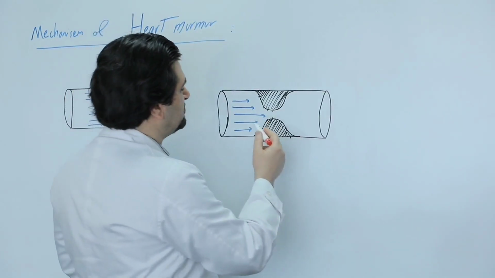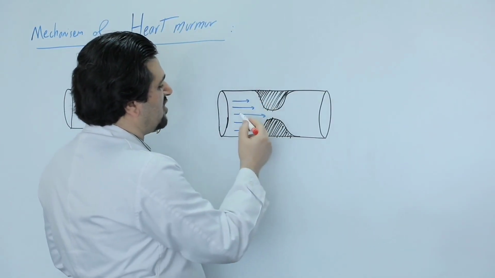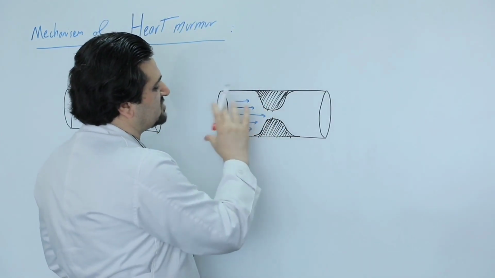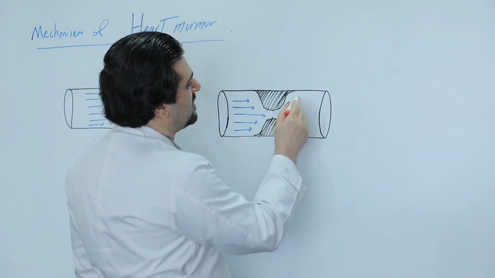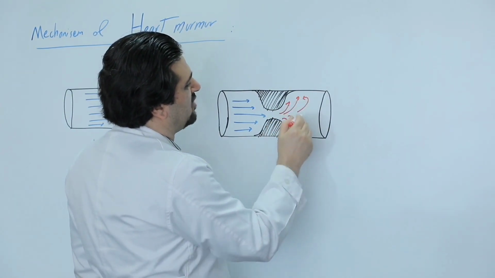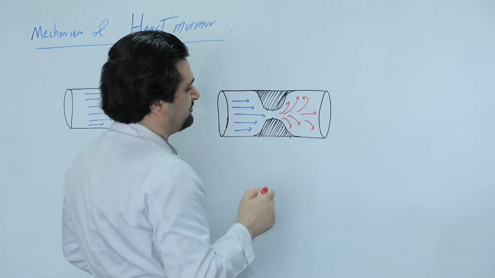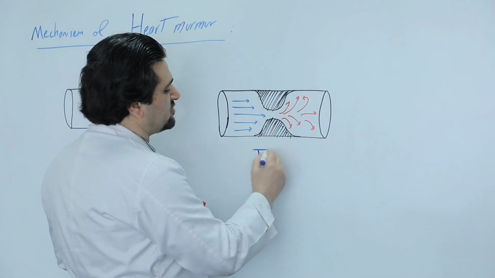And this leads to the laminar blood flow, which is completely orderly, becoming turbulent after the narrowing, meaning the layers of blood move in different directions. Here we say the blood flow has become turbulent.